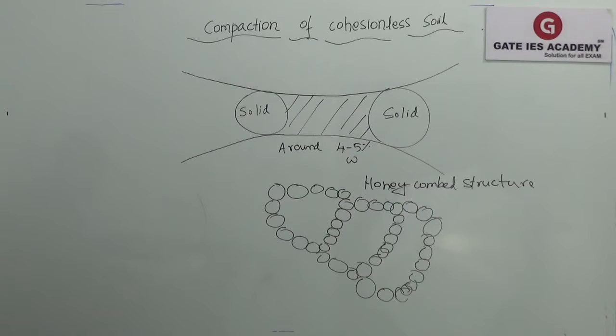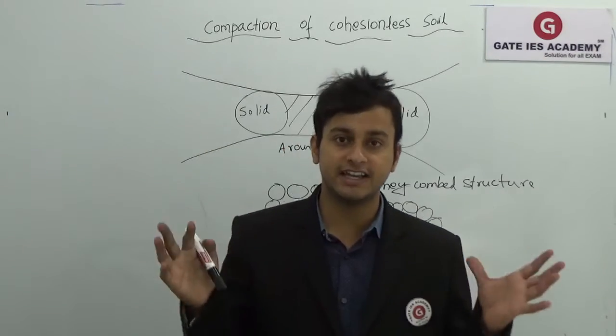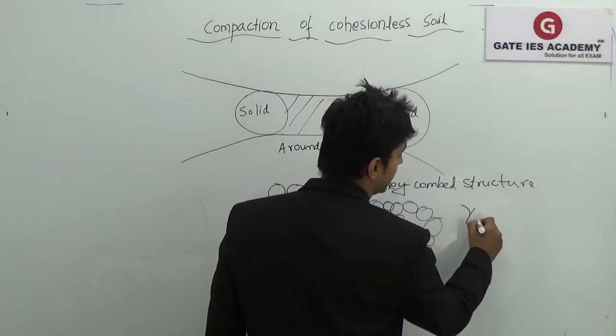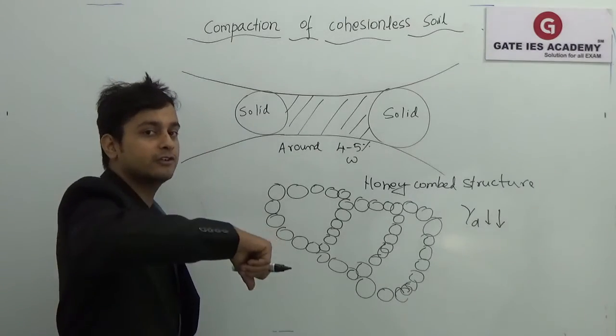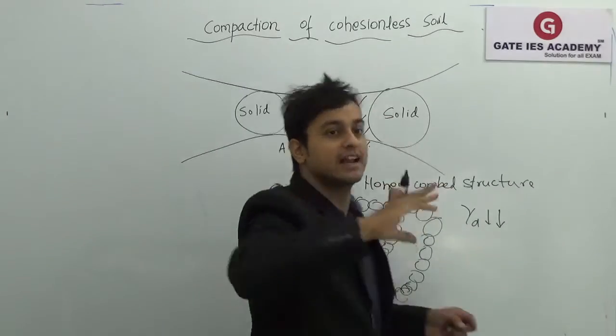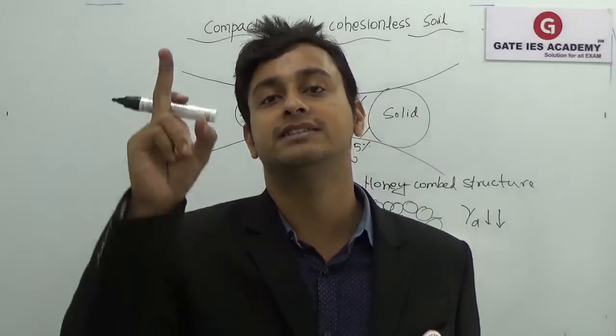Honeycombed structure leads to larger void ratios. Now as the honeycomb structure has been formed, the void ratio increases, bulking of sand happens, therefore the dry density of the system, gamma D, decreases. Understood? And when you put more water into the system, if you increase the water content more than this percent, this film also breaks. Now the particles come close to each other, then gamma D starts increasing once again.